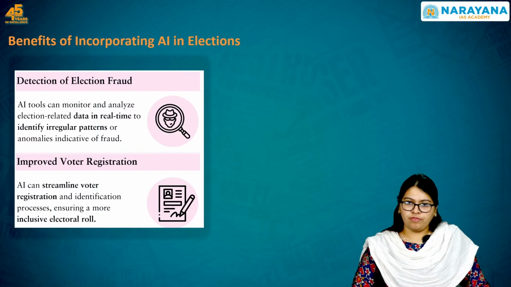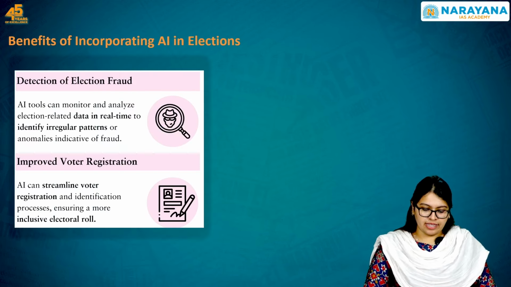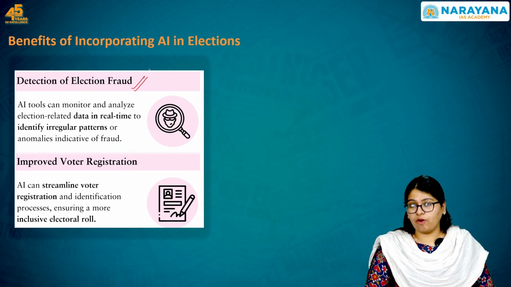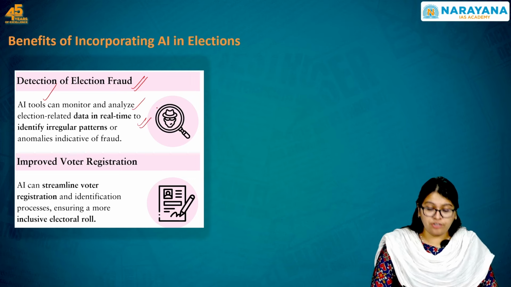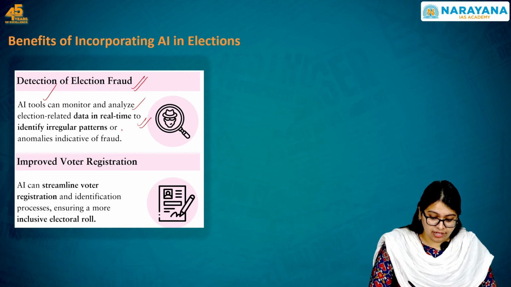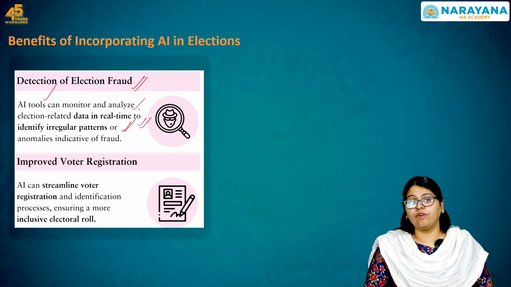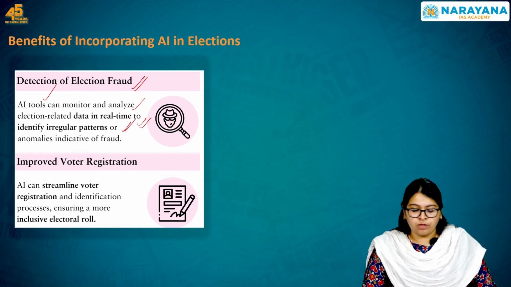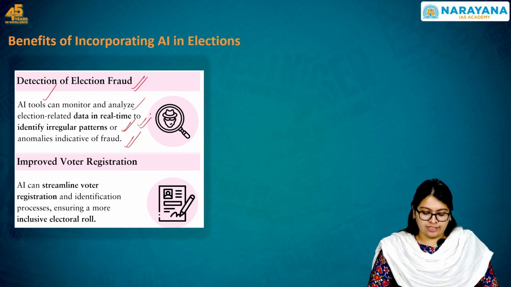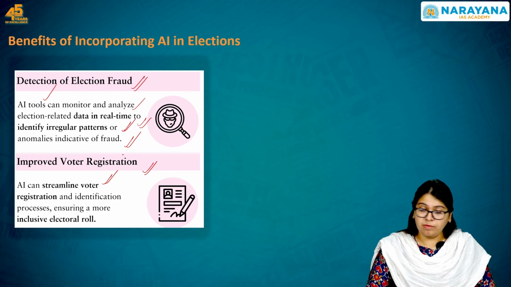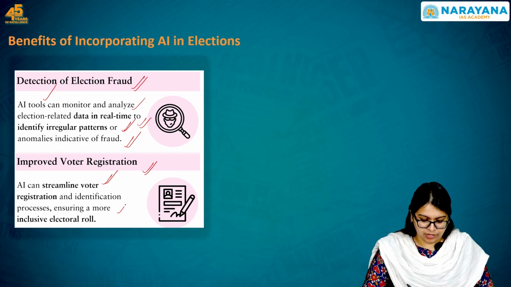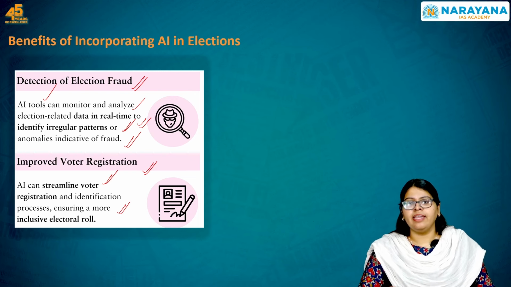So moving forward, the next advantage is easy detection of election fraud, if any is committed during the process. That is, AI tools can monitor and analyze election-related data in real time in order to identify irregular patterns or any kind of anomalies that are indicative of fraud. And the next one is improved voter registration. That is, artificial intelligence can streamline the registration of voters over a period of time, ensuring a more inclusive electoral roll.